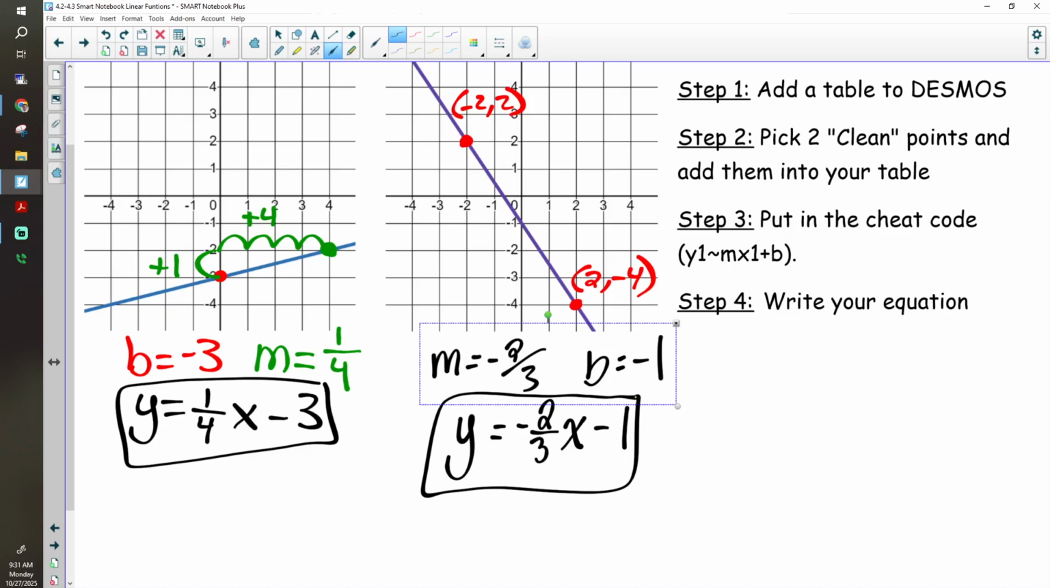Again, I think doing it by hand is a little quicker, but you have to know what you're doing. Desmos finds that slope for you, it finds the b value for you. You just need to know how to put in a table, 2 points, and the cheat code. Either way, I don't care which way you do it. As long as you can write the equation, I'm a happy camper. But it's up to you to choose if you want to do it by hand or with Desmos.